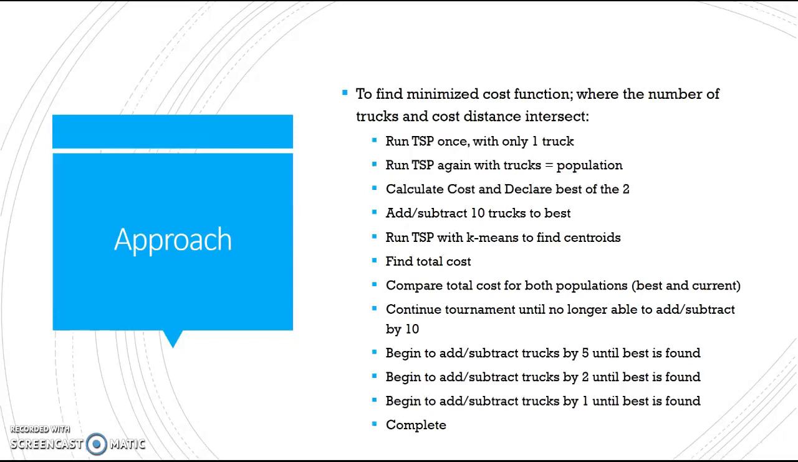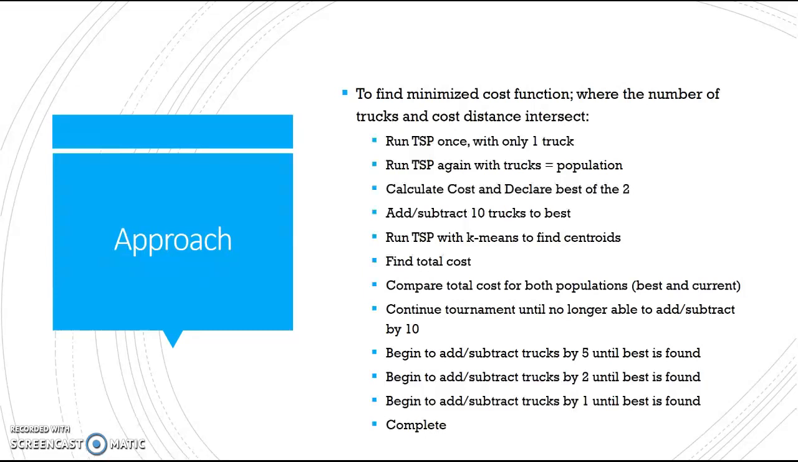Going from the top, we're going to run the TSP once with only one truck. Then we're going to run it again where the number of trucks equals the total population, so each stop gets a truck. Then we calculate cost and declare the best of the two. We're going to add and subtract 10 trucks to the best, going above it and below it.